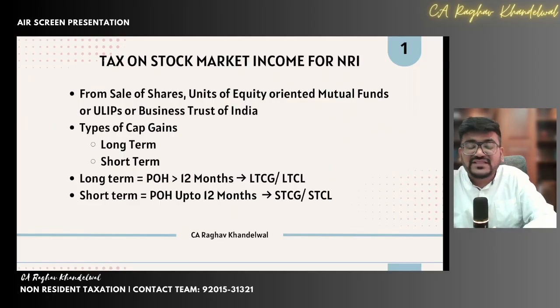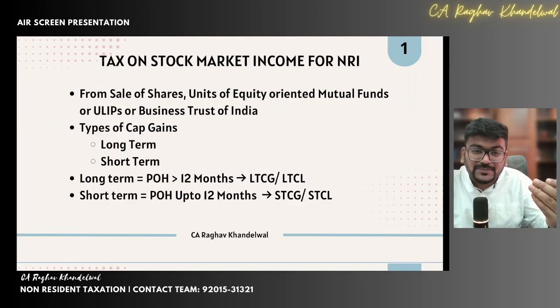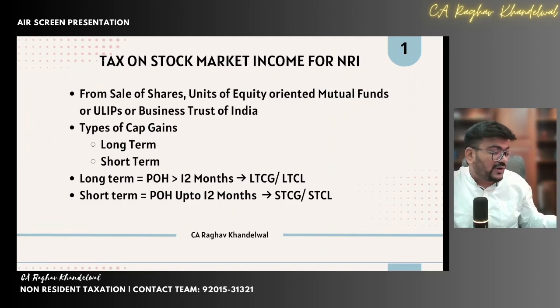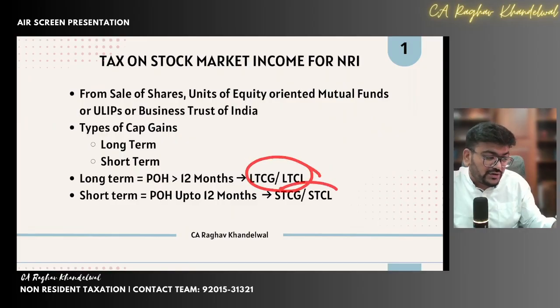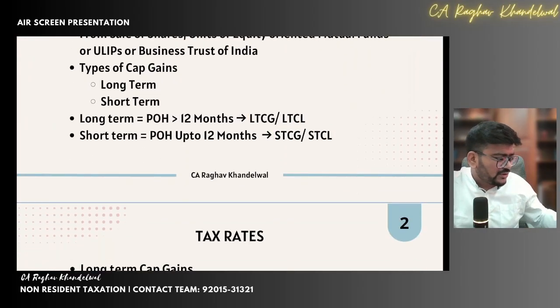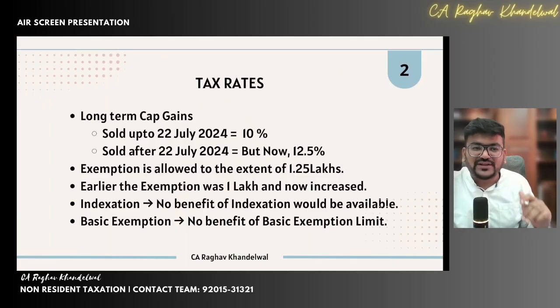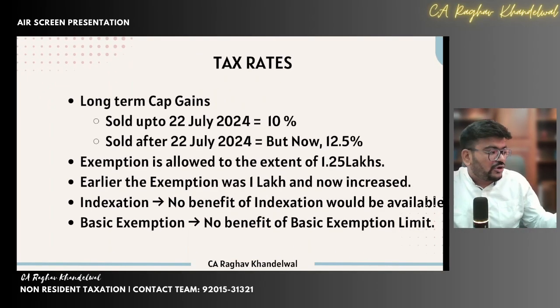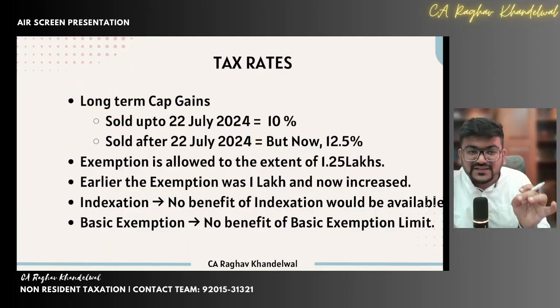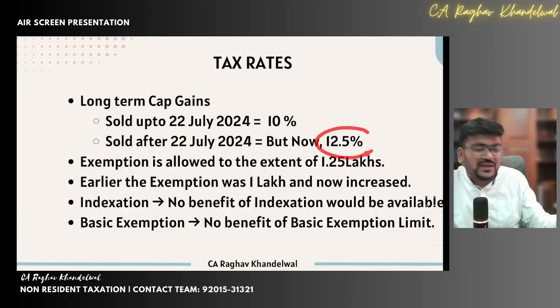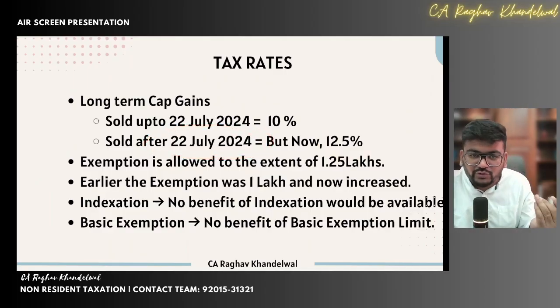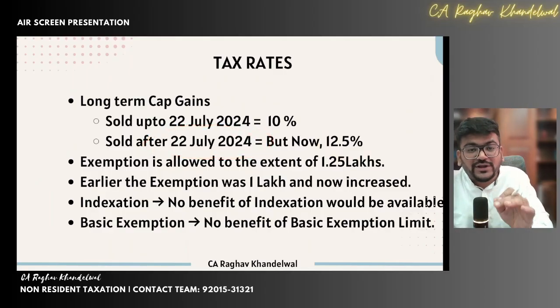In contrast, when the shares are held for more than 12 months, this is called long-term capital gains or long-term capital losses. Tax treatment is going to differ based on whether you have a long-term or short-term gain. Okay. Now, what is going to be the tax rate in both cases? If the gains are long-term capital gains, usually after 22nd July 2024, the tax rate is going to be 12.5%.